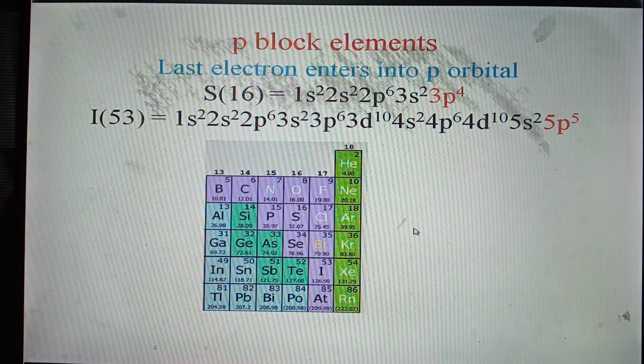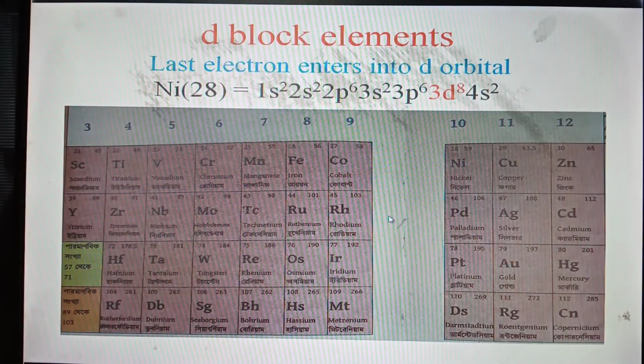Our next block is the d block elements. The elements for which the last electron enters into the d orbital are known as d block elements. There are 10 columns for d block elements. It starts from group 3 and ends at group 12. That is, from group 3 to group 12, the elements are known as d block elements.